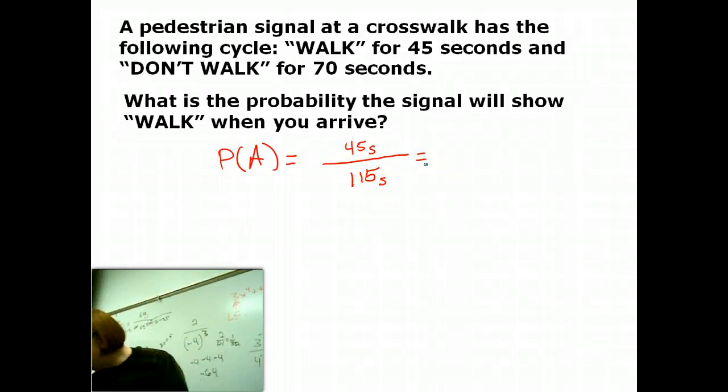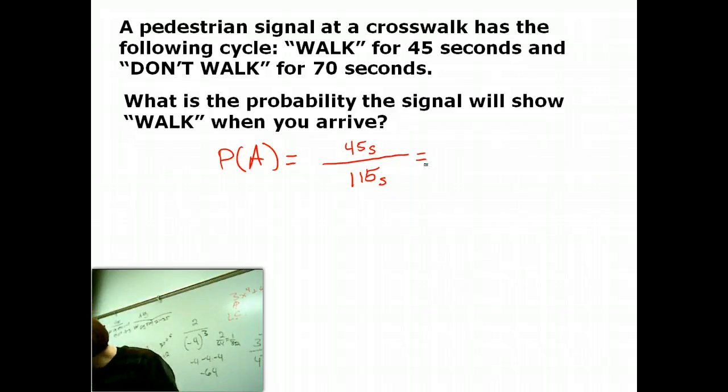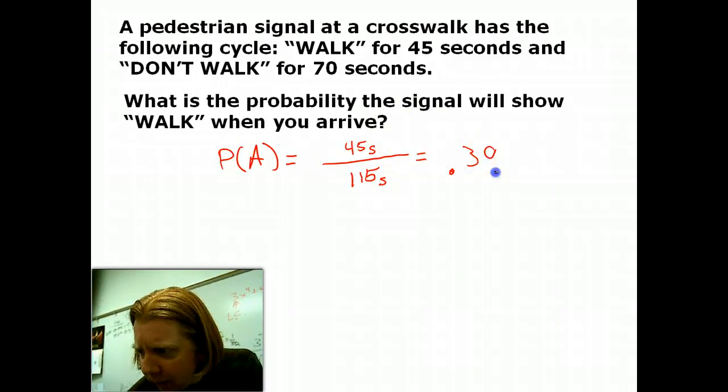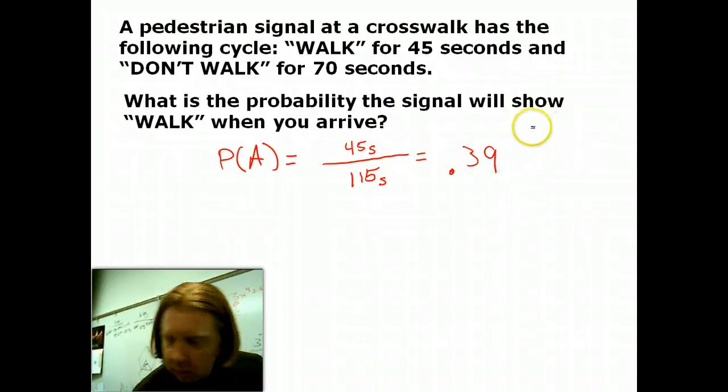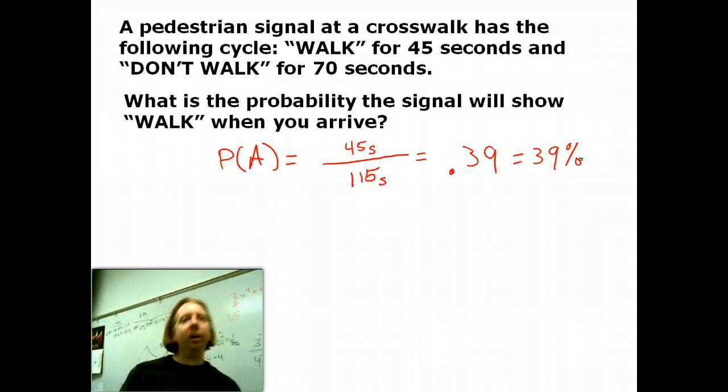So I do 115 divided by 45. Try it again. You know, it would help if I went 45 divided by 115. There we go. Like, why do I keep getting 2? 0.39, which is the same as 39% of the time I can walk right across.